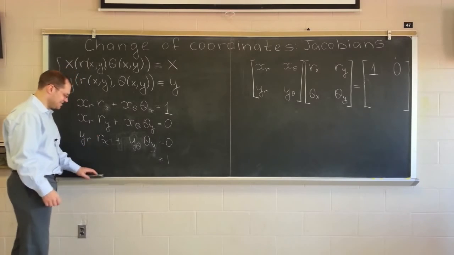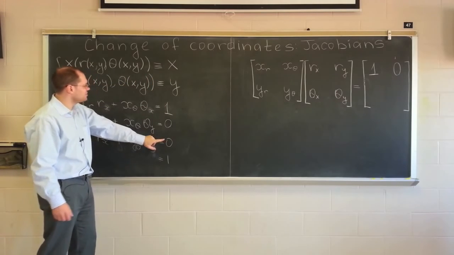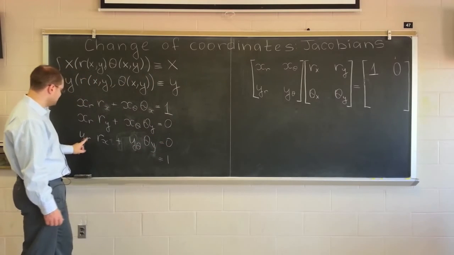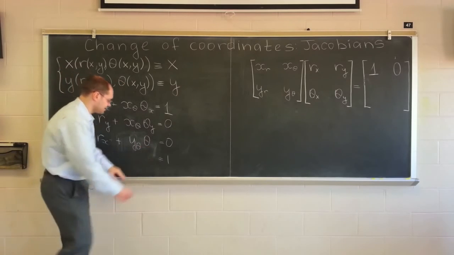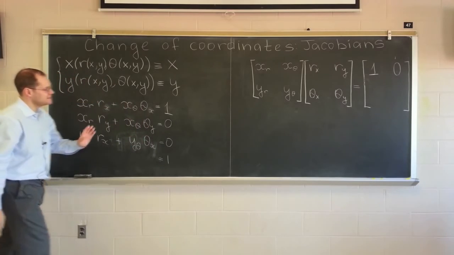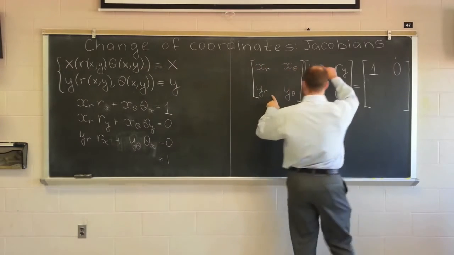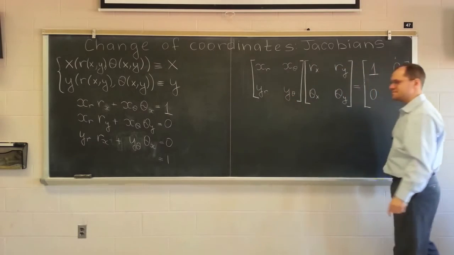All right, let's do it again. Differentiating this identity with respect to x, 0 on the right-hand side. dy dr dx plus dy d theta dx equals 0. Great. Let's find it here. dy dr dx plus dy d theta dx equals 0.